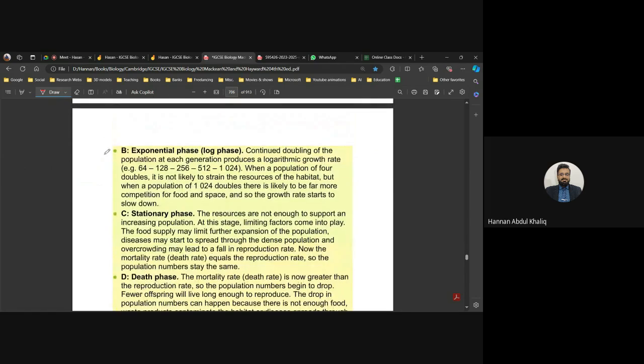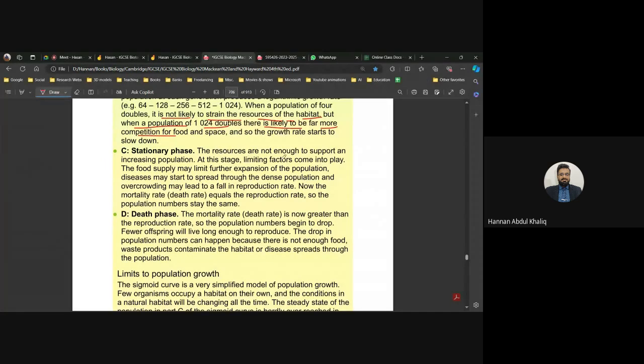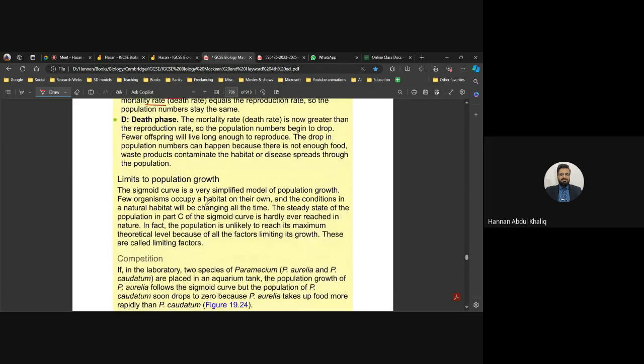So this is the explanation. It's not likely to strain resources of the habitat, but when a population doubles, there is likely to be far more competition for food. At this stage, limiting factors come into play. What is a limiting factor? From the photosynthesis chapter, you remember that a limiting factor is going to affect the rate of something. So over here, limiting factors are food supply, disease or infection, fights, overcrowding. Then the death phase, I have already told you.